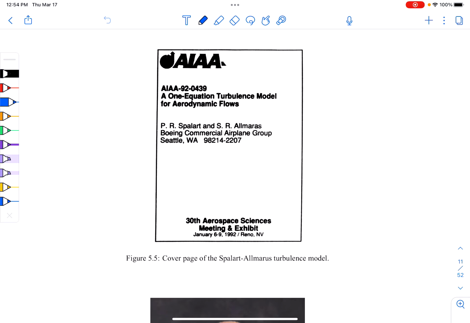And Allmaras is actually working directly for MIT as a researcher for the past number of years, but he also sits out, last time I checked, in Seattle. They're both active in the AIAA, so if you go to AIAA conferences like SciTech or Aviation in the summer, you'll probably run into them.